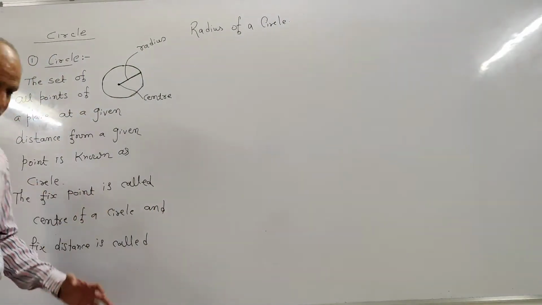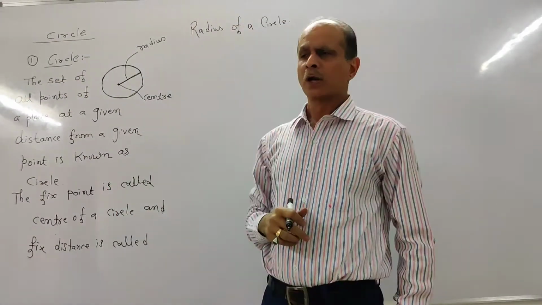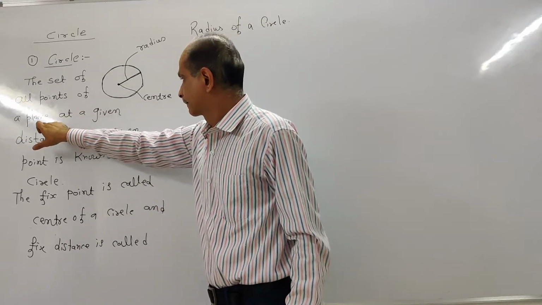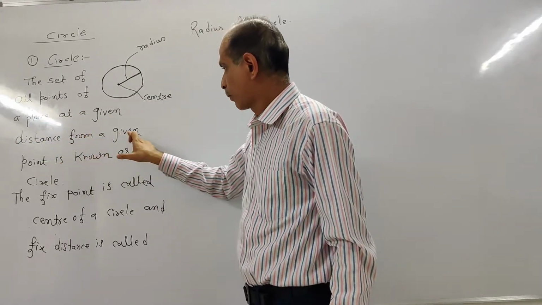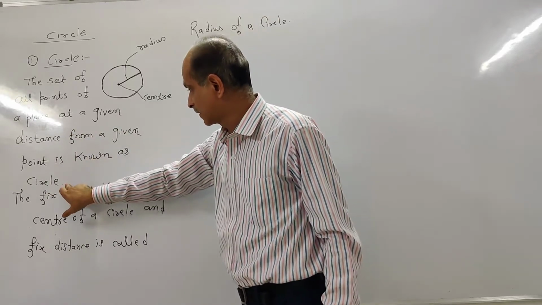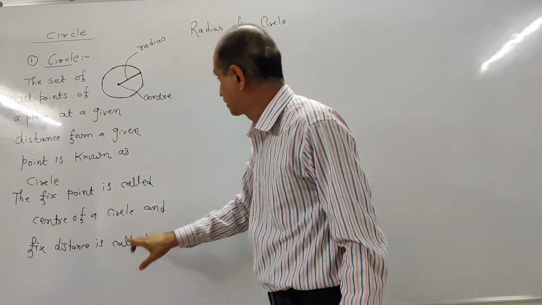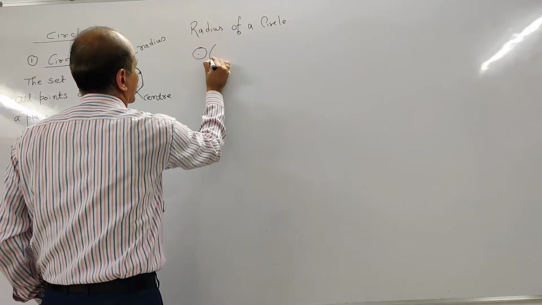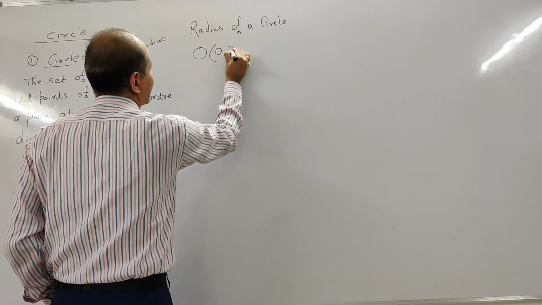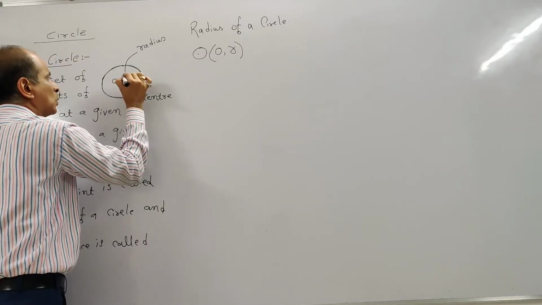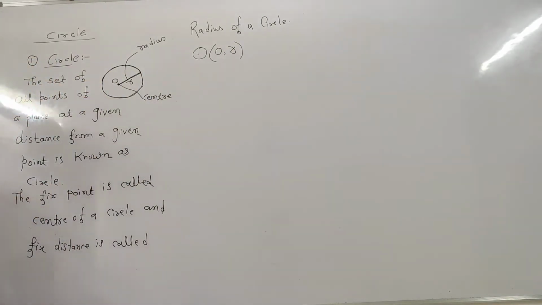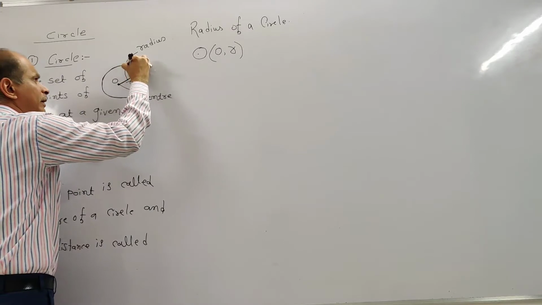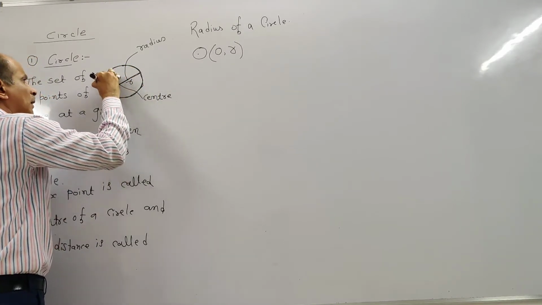So friends, the first concept of this chapter is, what is a circle? A circle is nothing but a set of all the points of a plane at a given fixed distance from a fixed point. Fixed point is known as the center, and fixed distance is known as the radius of a circle. And that's why it is denoted by circle with center O and radius R. So this center is known as O and this radius is known as R. This portion is not a circle. Circle means only the borderline, that is the set of all the points.